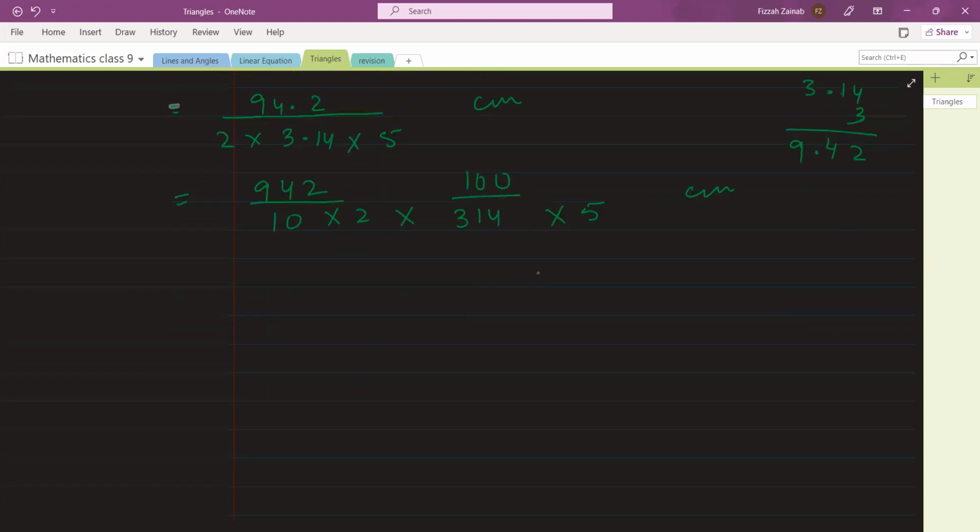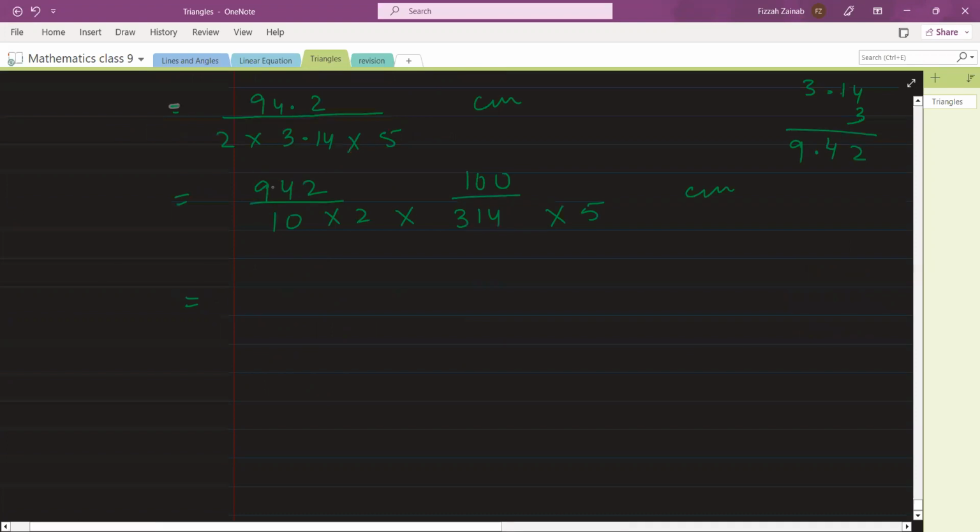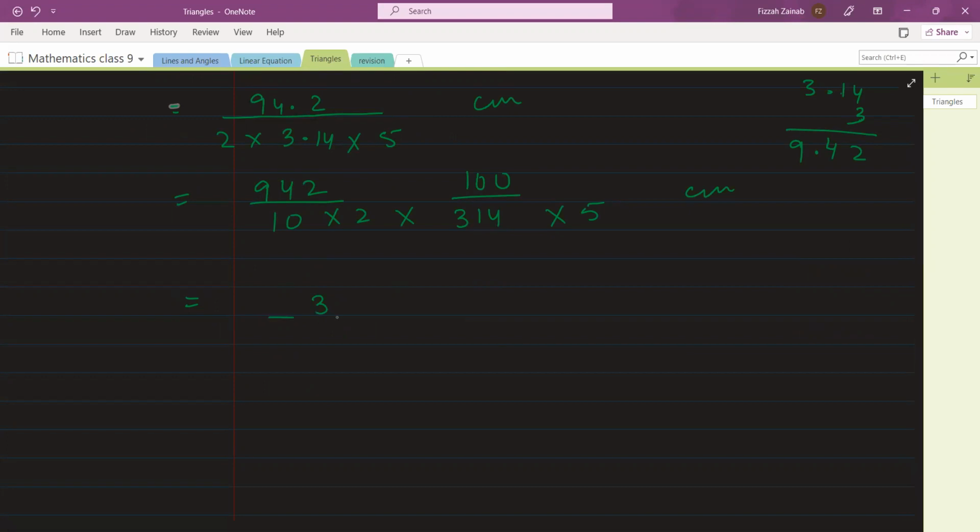So I have removed all the decimals. Now exactly 3 times it will cancel this 942. So you get 3 divided by, and then 10 you can cancel here. So you have 10 here. Now you have 2 into 5. Is that okay? Now 2 into 5 is 10 and then 10 cancels out. So you have only 3 centimeter. So this is r you were finding out. So radius you have found, first part.